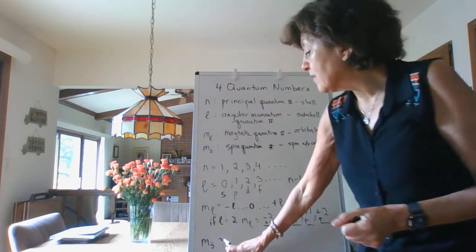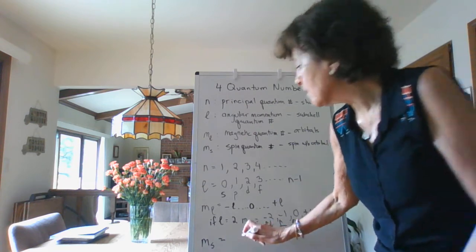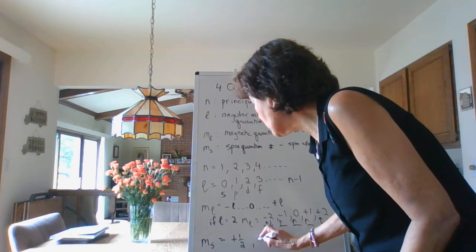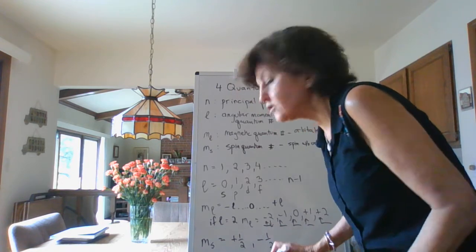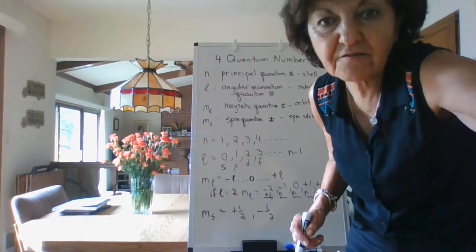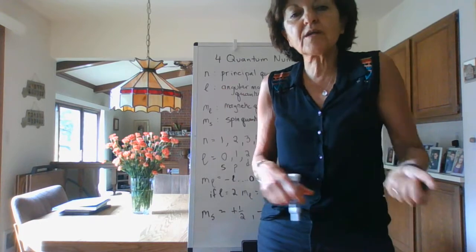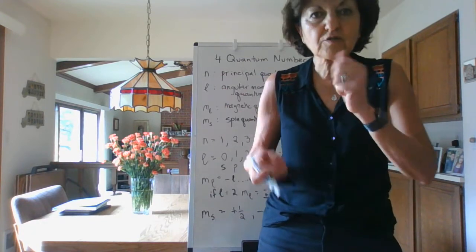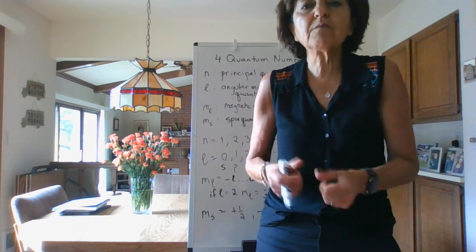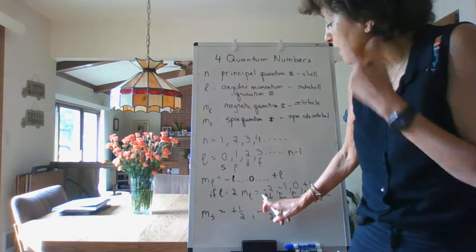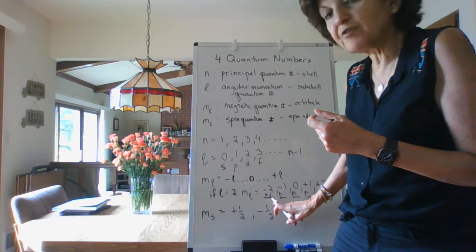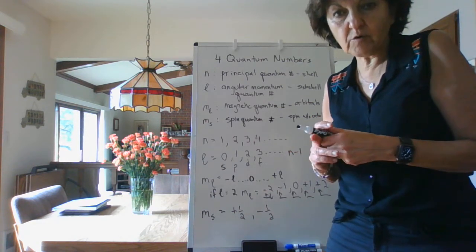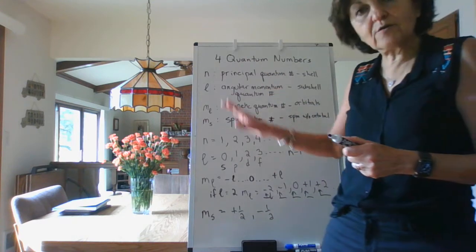So the MS value could be plus 1/2 or minus 1/2. So think of it as plus 1/2 being spinning up and minus 1/2 spinning down. You can think of it that way, all right? Or vice versa. But basically, you can't have them both being plus 1/2. So in each orbital, you're not going to have plus 1/2, plus 1/2. One's going to be plus 1/2 and one's going to be minus 1/2. Okay? So these are the ground rules.